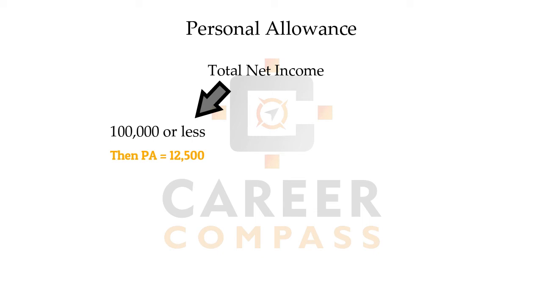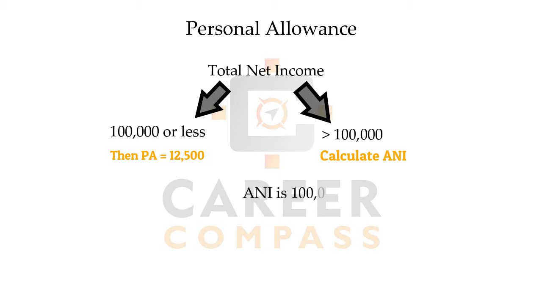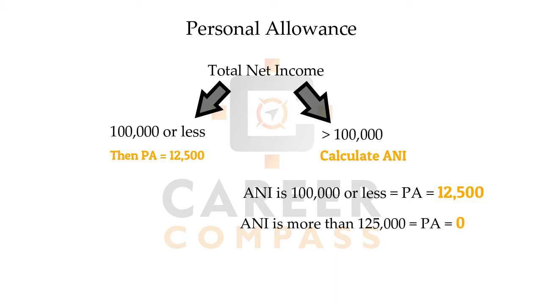£12,500. But suppose that person has net income of more than 1 lakh, that means he is richer, he has higher income, then first of all, the next step will be to calculate the ANI, adjusted net income. Now after calculating the ANI, once again we have to see how much the ANI is coming. If the ANI is less than 1 lakh, then once again that person will get 100% personal allowance of 12,500. But now, students, if the person has ANI of more than 1,25,000, then personal allowance will be 0.